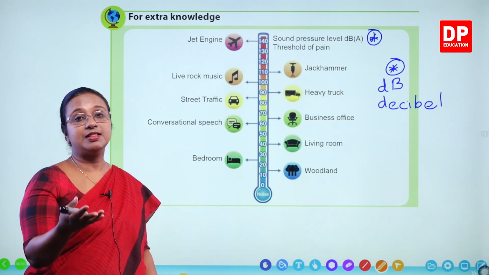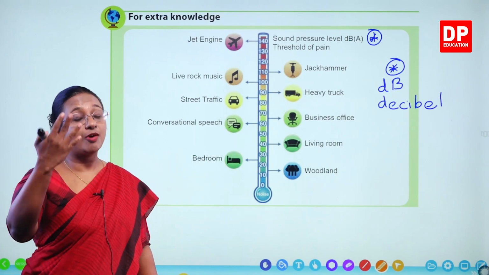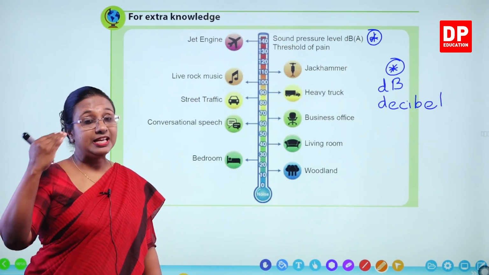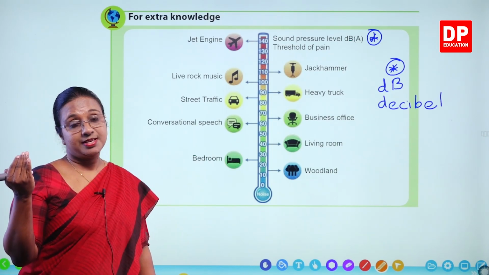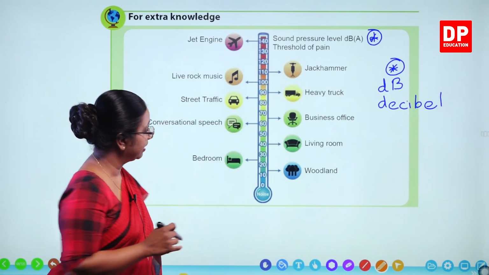Thereafter, you can see conversational speech. Normally, conversing with other people, speech where you want someone to listen to you clearly. Now, I am talking to you all, I am talking in a somewhat loud voice. So, there the sound can be about 60 decibels.